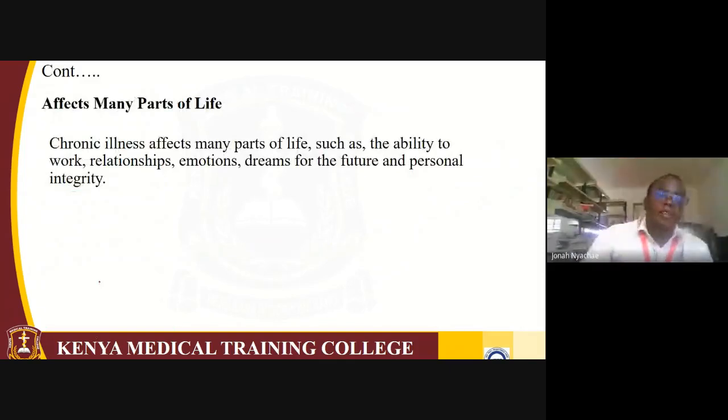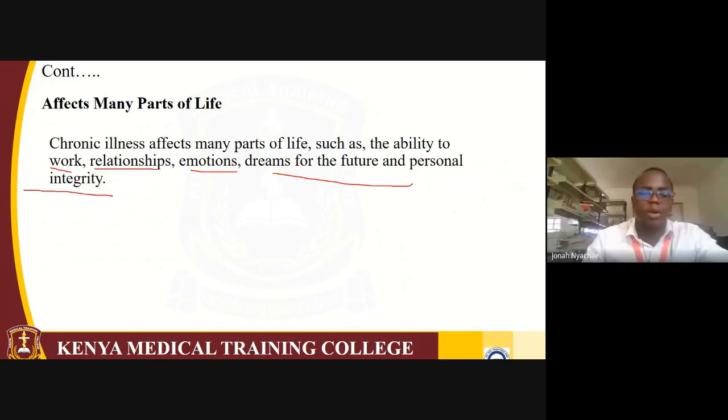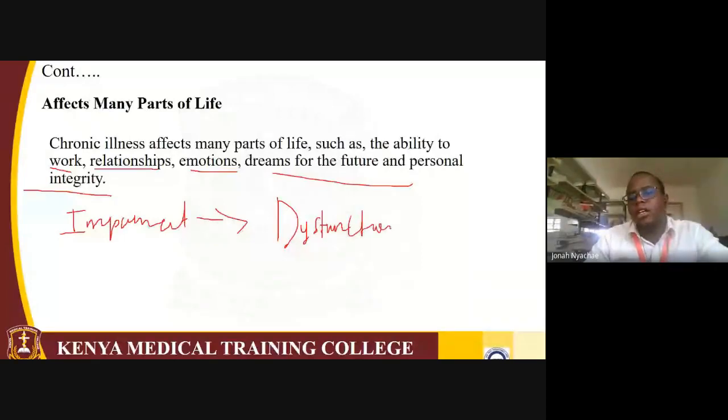So chronic illness, not chronicle, but chronic illness, affects many parts of life, such as ability to work, relationships, emotions, dreams for the future, and personal integrity. So, in other words, when a person is sick, they have impairment or dysfunctional health patterns.